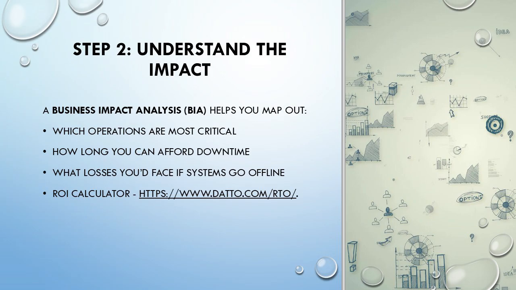Step 2 is to understand the impact through something like a business impact analysis, and understanding what those risks you just listed out would actually cost you. A business impact analysis helps you map out which operations are most critical, how long you can afford downtime in your specific business, and what losses you'd face if systems go offline.